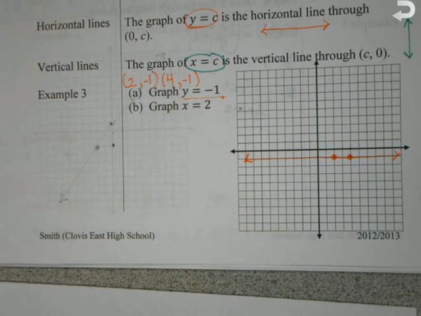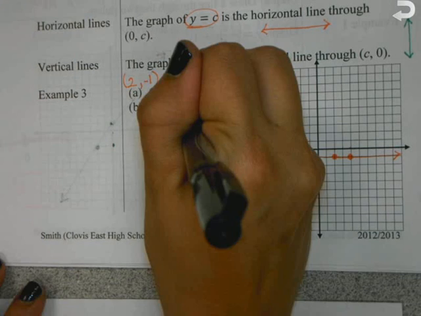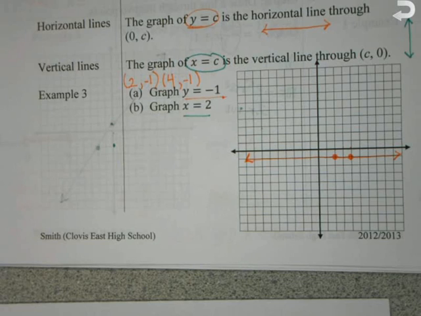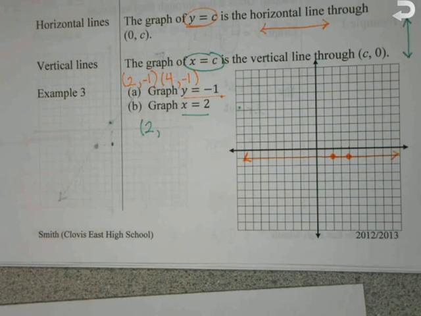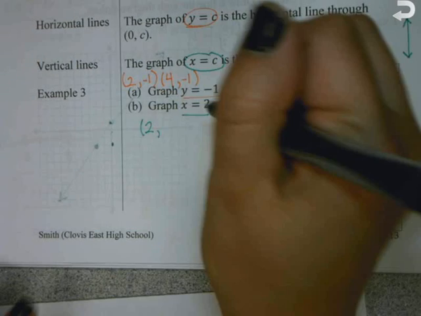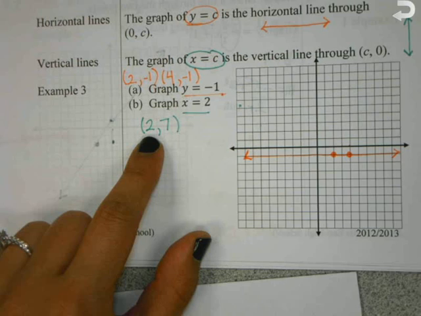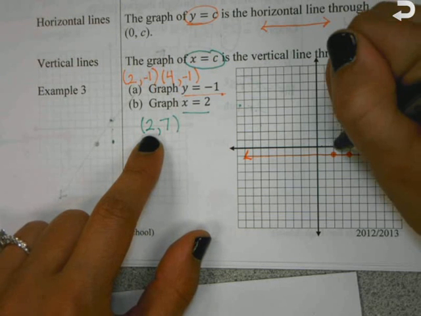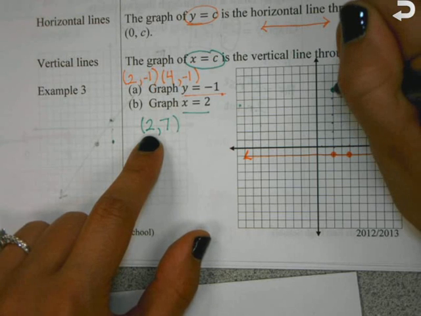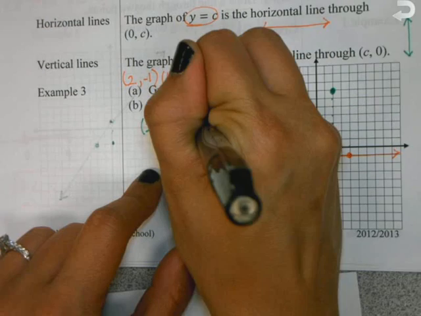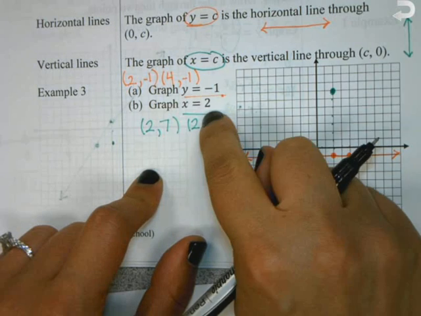Okay, so for part B, we have x equals 2. So that means x is always 2. So I know that x is 2. So somebody give me a y, any y. 7. So let's graph the point 2, 7. 1, 2. 1, 2, 3, 4, 5, 6, 7. And then let's pick another point. Remember, x has to be 2, so we can choose any y we want. -4?